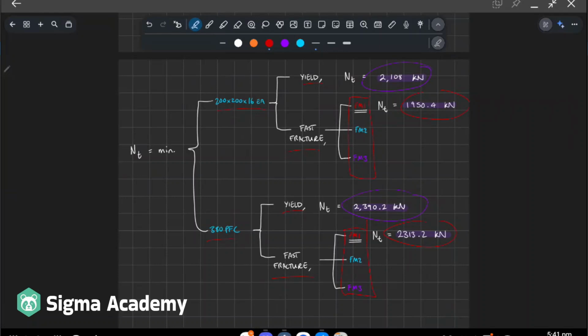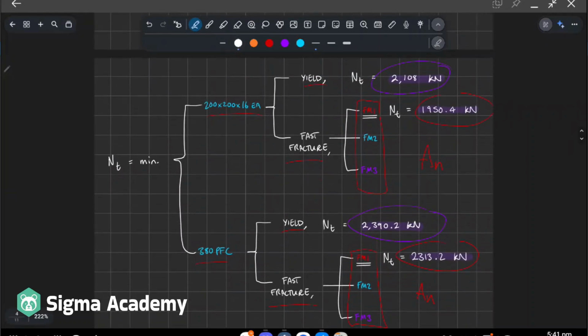So you had to check. You don't have to work out the capacity for all of those failure modes, but you've got to check what the minimum AN is, right? And then you work it out for that one. The minimum one's going to govern, right? I hope that makes sense.